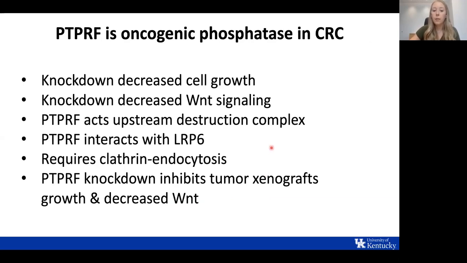And so in summary, I have shown you that the knockdown of PTPRF did decrease colorectal cancer cell growth, that it had a decrease in Wnt signaling. PTPRF acted upstream of the destruction complex. PTPRF interacted with LRP6, and PTPRF's activation of Wnt required clathrin endocytosis. And then finally, PTPRF knockdown inhibited tumor xenograft growth, and those tumors showed decreased Wnt signaling as well.